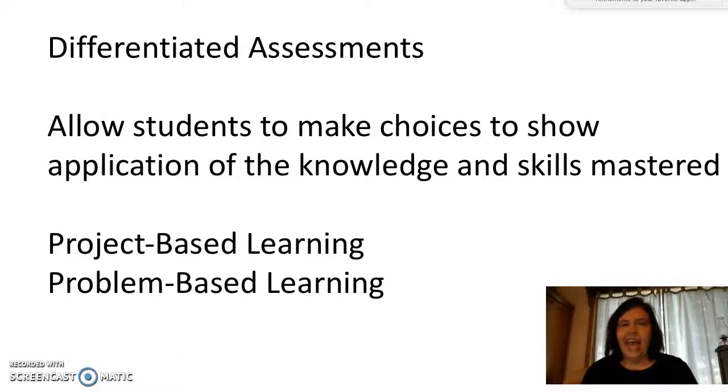How can we differentiate assessments for gifted, unmotivated learners, English learners, and learners with disabilities? Two types of differentiated assessments that I think would be helpful for all four of those different categories would be project-based learning and problem-based learning. This allows each student to make a choice to show they have applied the knowledge and skills and that they have mastered the knowledge and skills that have been taught.